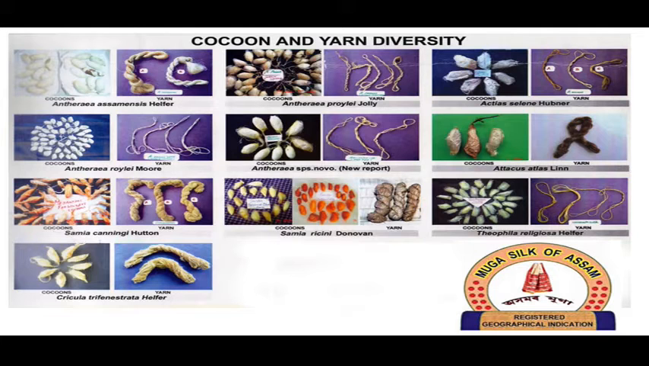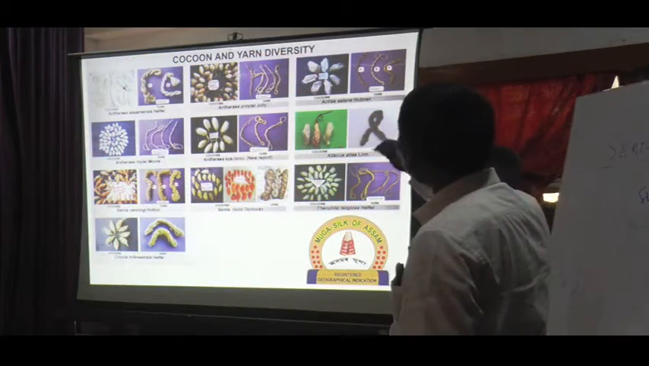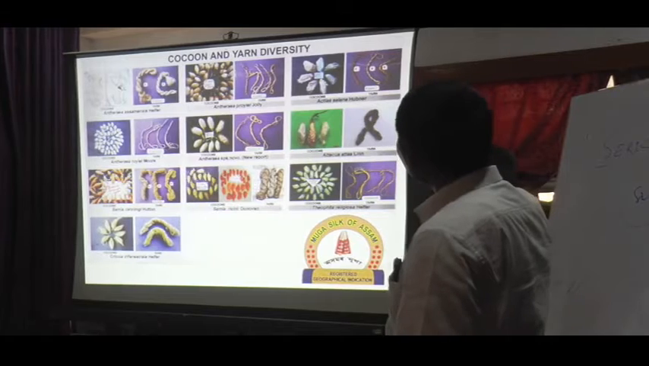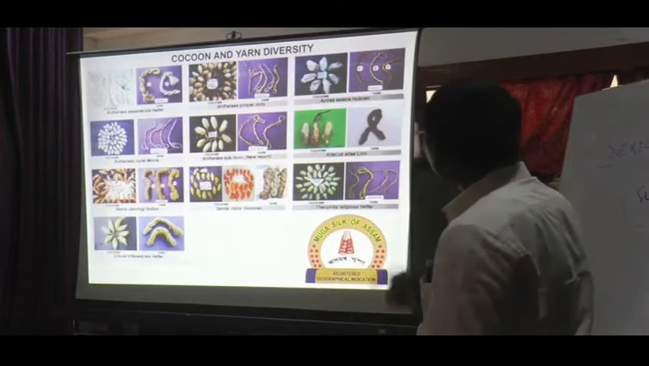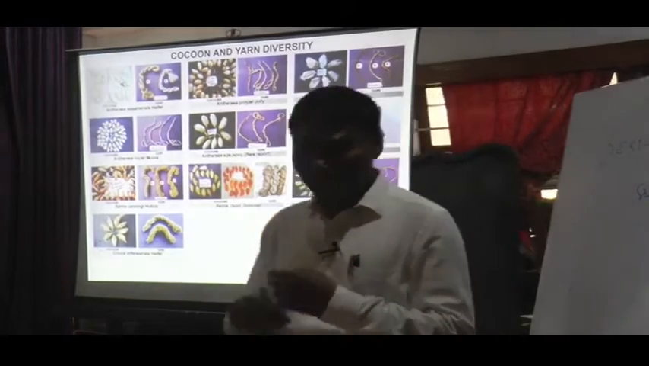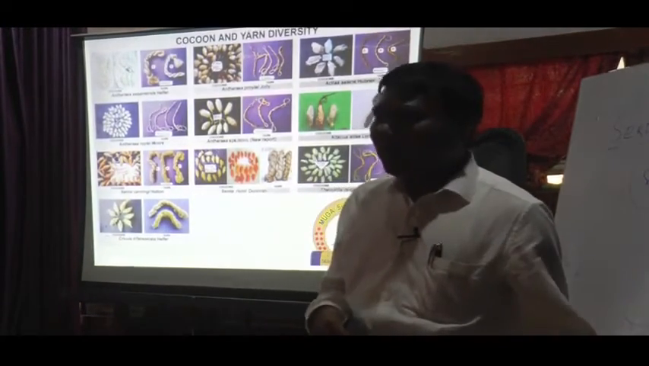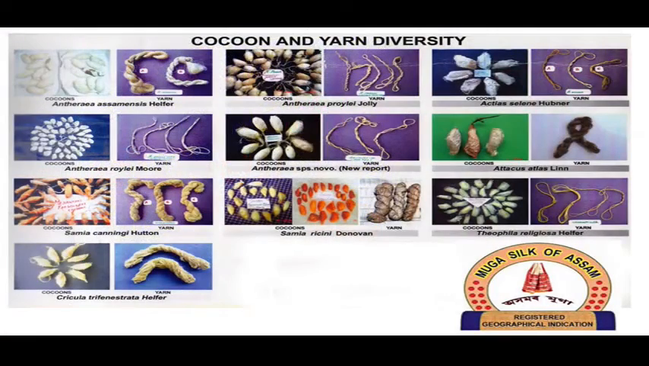If we see the yarn, like Muga, Actias selene also produces a golden yellow colored silk. And I should say that, for the first time from the northeastern region of India, I was able to produce silk from Actias selene. Again, we have Antheraea royali. I have already mentioned Antheraea royali, a wild tussar silk moth abundantly found in different geographical parts of the northeastern region of India. But that particular species has also so far not been commercially exploited, though we have lots of scope for commercialization.